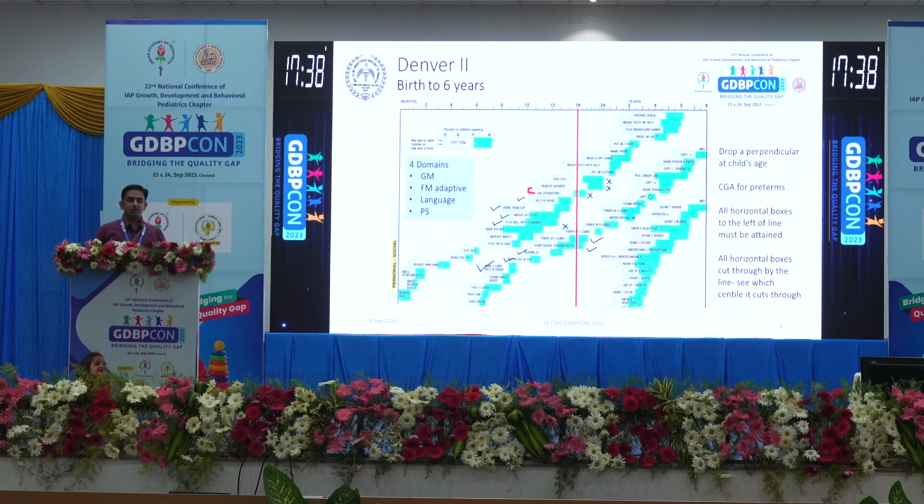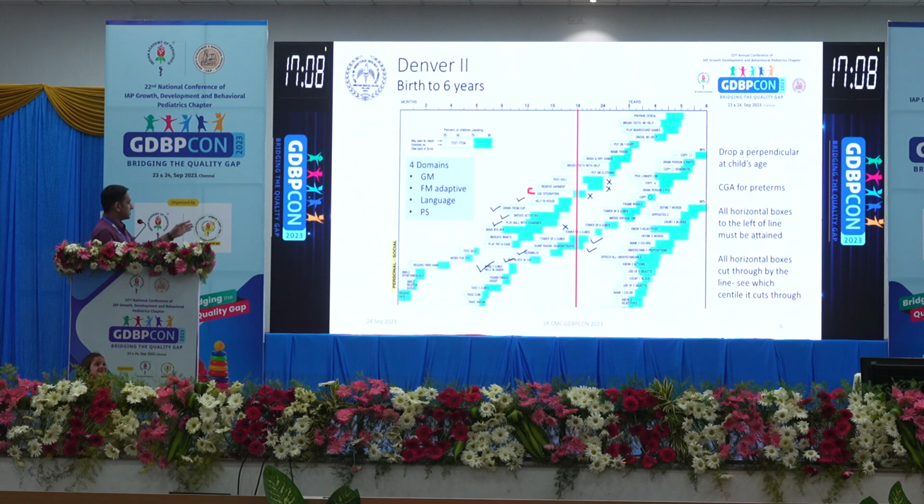The first tool that I'd be talking about is the Denver tool. Denver tool is a visual tool. The simplest thing that you can do in day-to-day office practice is just representing the child's development in a visual way, and this was developed based on this premise. You have to drop a perpendicular at the child's age. You have to use the corrected gestational age for preterms. If you can see here, all horizontal boxes that end before this age line, the child should have attained. Only then you give a pass.